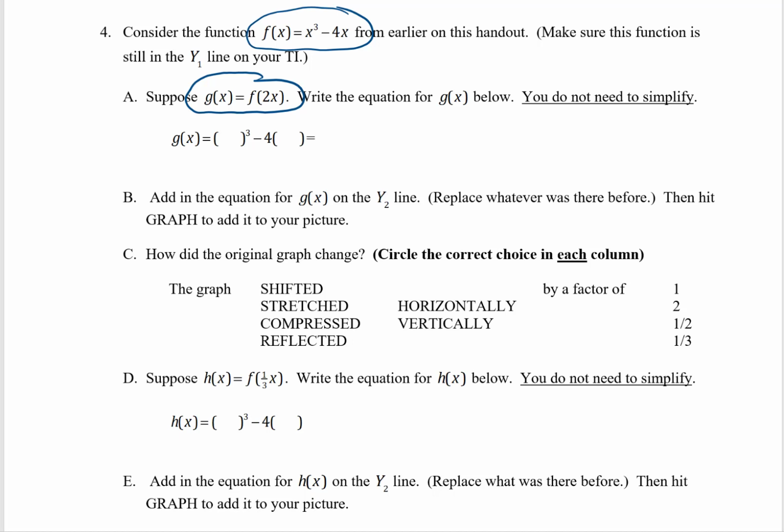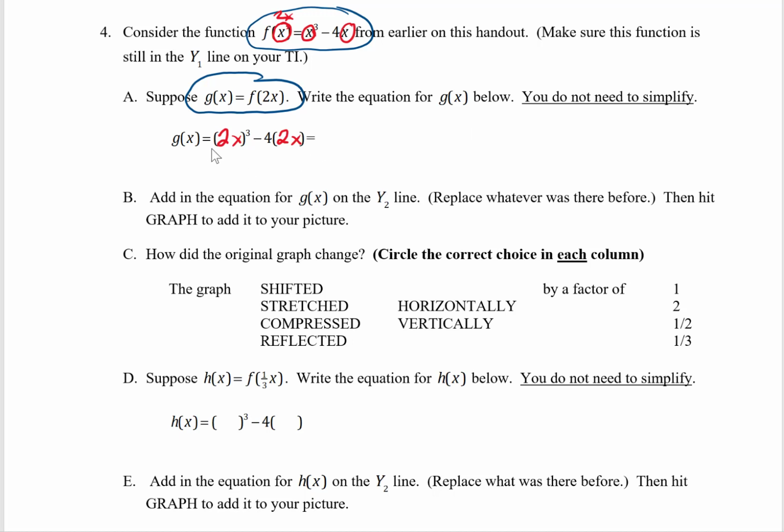So how do I work that out? Well, f of 2x just means replace every x that I see with a 2x. So this x, and this x. F of 2x would be 2x cubed, and then minus 4 times 2x. So I've replaced all the x's with 2x's. And then I could simplify this, but the directions are telling me not to worry about it. I'm really just interested in what happens with the graph when I make this kind of change.